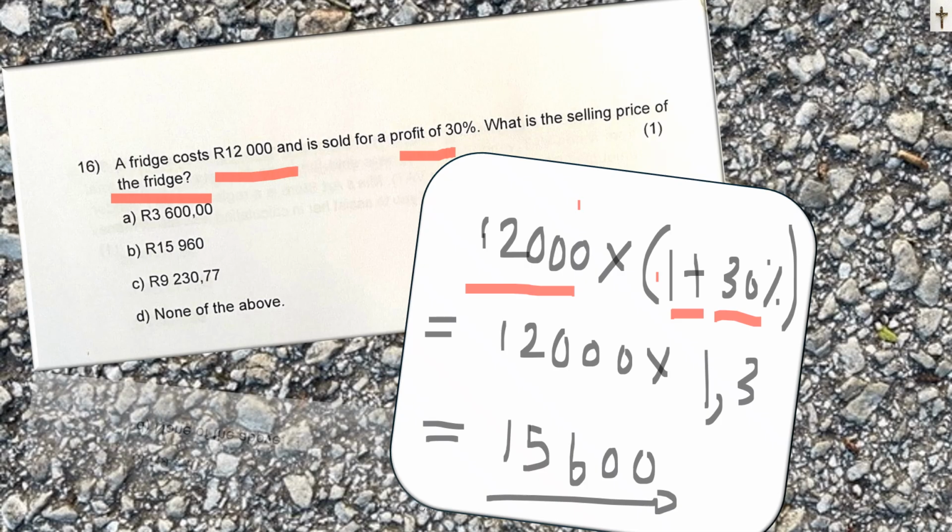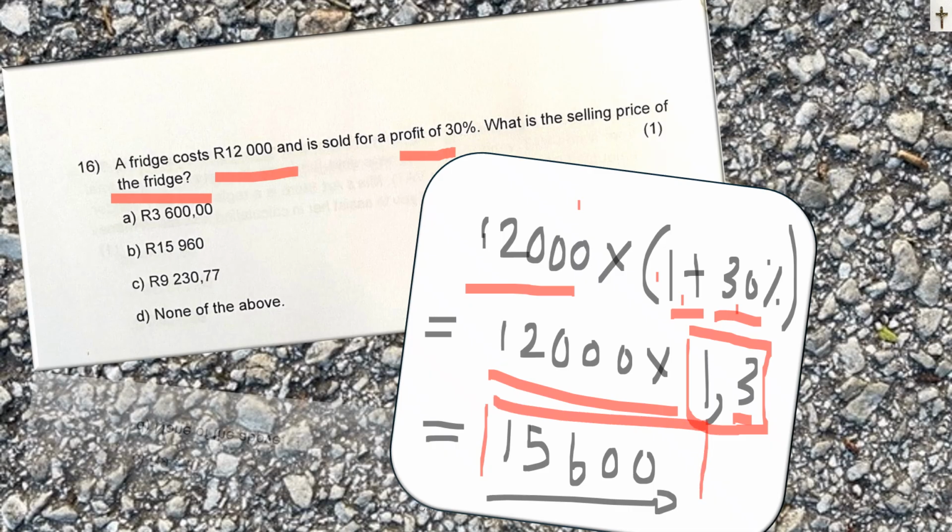And 30% as a decimal is 0.3. 1 plus 0.3 is 1.3. 12,000 plus the 30%, 12,000 times by 1.3 is equal to 15,600. That is the price, including the 30% profit, the markup, the gross profit. It's not listed in the options, so the answer is none of the above.